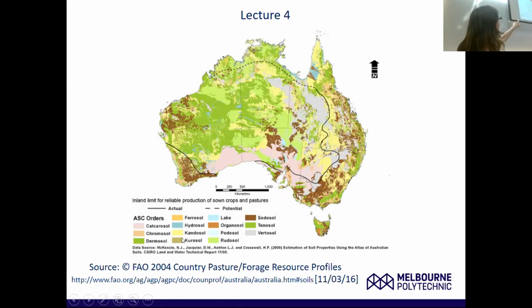This is according to the ASC orders, which is a classification of soil. And we've got different examples of soil types here. Now, this data was published by the FAO in 2004, and a lot of this work was done by CSIRO and universities working together to map the entirety of Australia.